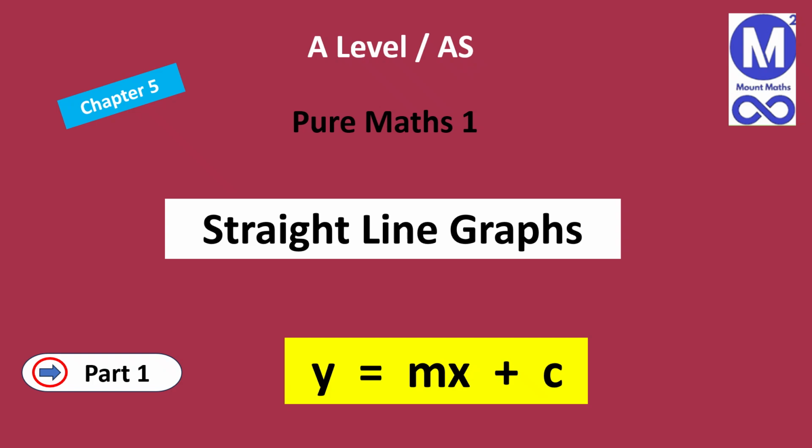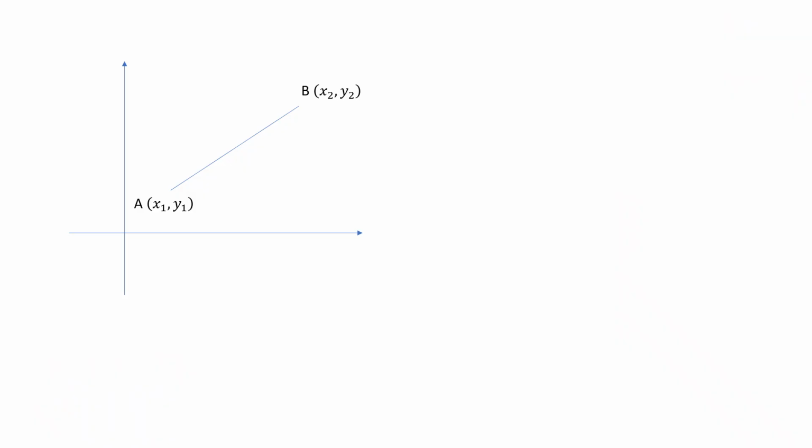Chapter 5 Straight Line Graphs Part 1: y equals mx plus c. In this video we are going to look at the gradient, y-intercept and the equation of the straight line. First I am going to show you what the gradient and intercept are.